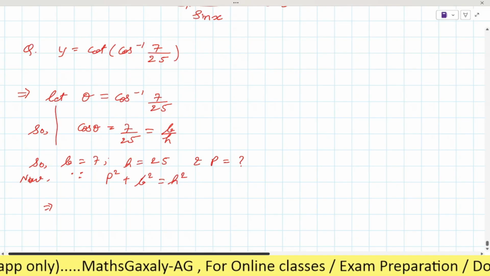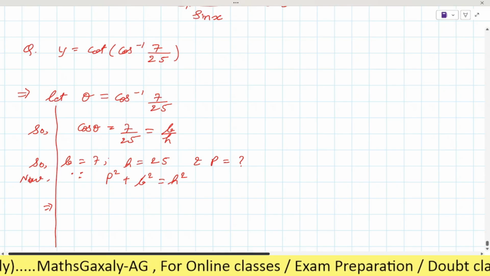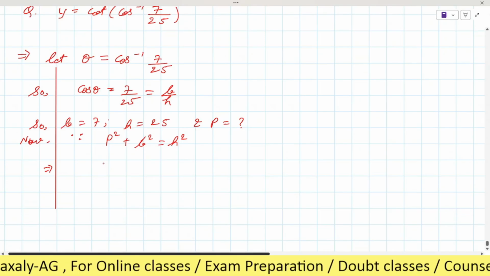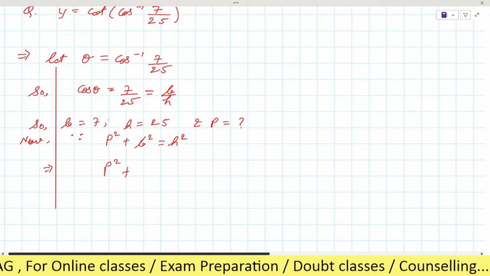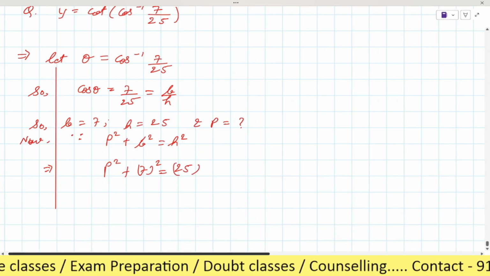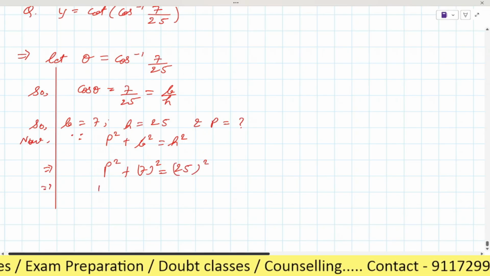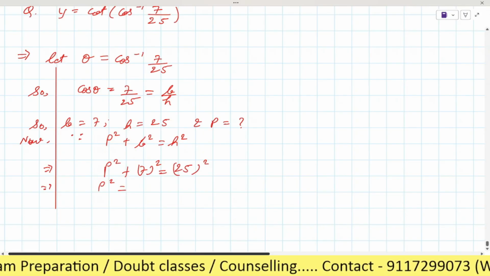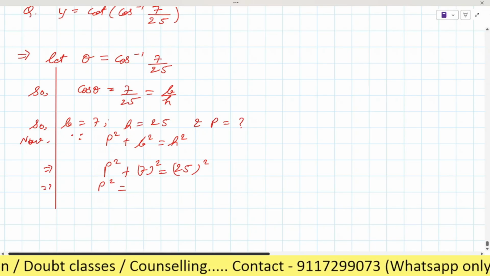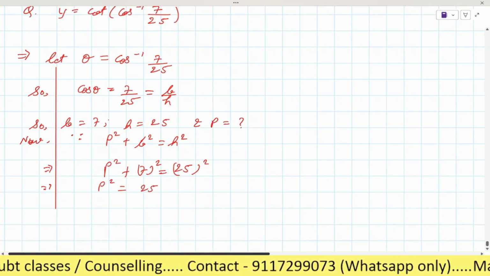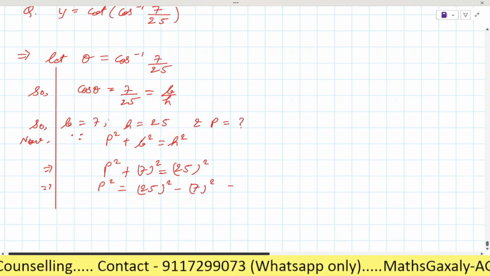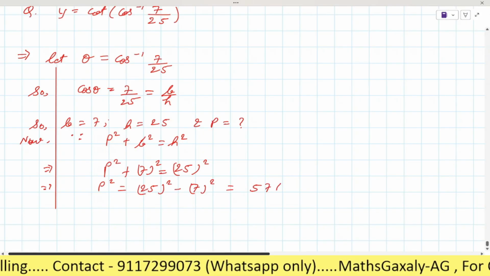You have to do it in the margin, that is given in your copy. So here it will be p square plus b, that is 7 square, is equal to h, that is 25 square. So p square is equal to, I am writing here directly, 25 square minus 7 square. And when you solve it, it will become 576.